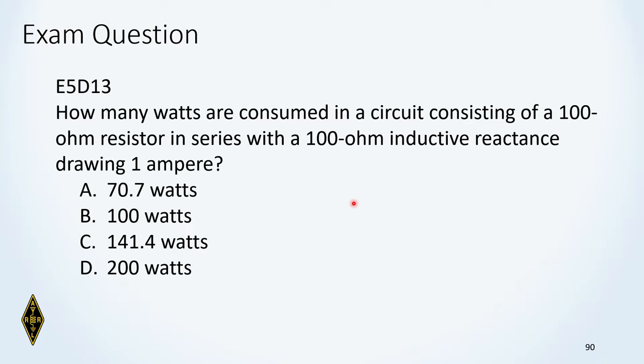How many watts are consumed in a circuit consisting of a 100 ohm resistor in series with a 100 ohm inductive reactance drawing 1 ampere? Some tricky words here. All right, you see how we got that? The inductor is not going to be consuming any watts, but we know that there's 100 ohms and 1 ampere, so I squared R is 100. The inductor doesn't exist.